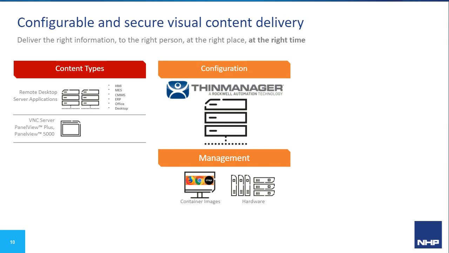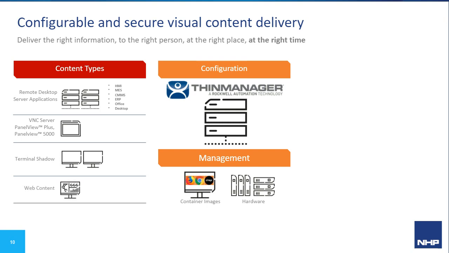Content can come from different sources, like servers, PanelView servers, VNC servers. Content can also originate from other ThinManager devices, using shadowing, where I can place on any screen anywhere in my infrastructure a real-time copy of any other screen anywhere else in my plant. Web content can be delivered, and video content, feeds from IP cameras or locally connected USB cameras.